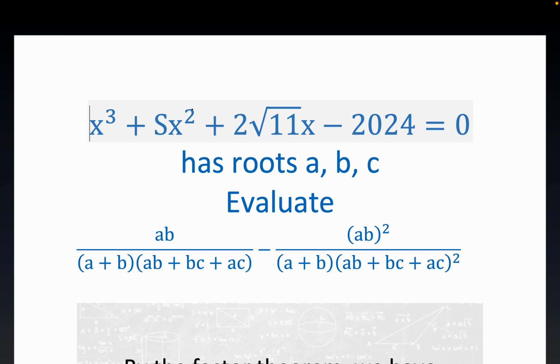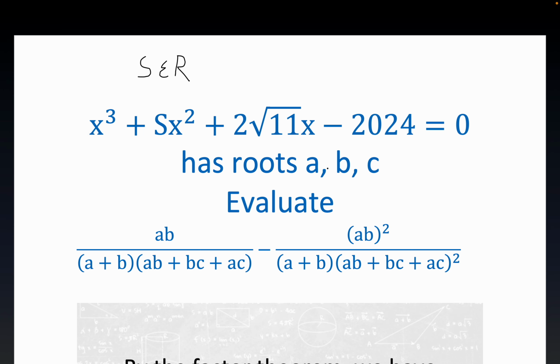Tonight we're trying to evaluate an expression that depends on the roots of a particular polynomial. Notice that for this polynomial, we don't even know what s is. That's what makes this fascinating. S is just some real number. We don't know what it is. It turns out that s is minus the sum of the roots, which really isn't important as far as this problem goes. But notice we have 2 root 11 as the coefficient of x, and minus 2024 is the constant term.